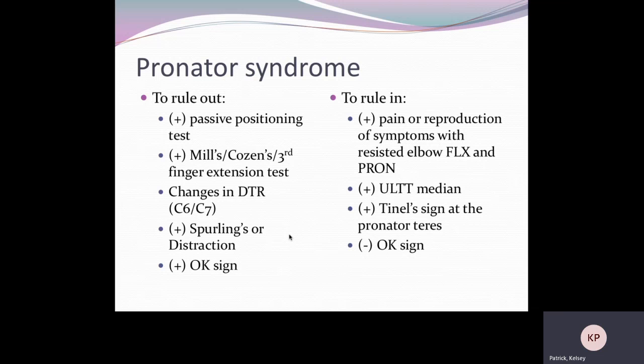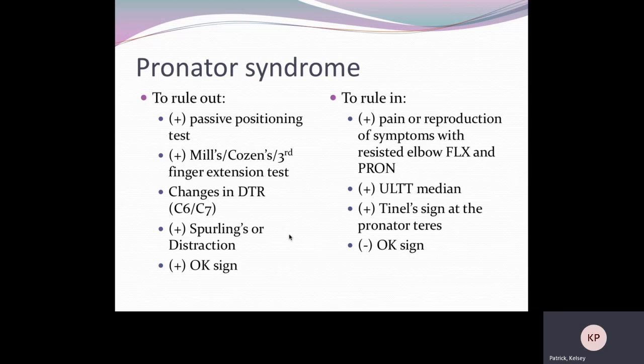To rule out pronator syndrome, a positive passive positioning test would be indicative of medial epicondylitis. A positive Mills, Cozen's, or third finger extension test would be indicative of lateral epicondylitis. Changes in DTR and/or positive Sperling's or distraction would be more indicative of cervical spine referral. And a positive OK sign would be more indicative of anterior interosseous nerve syndrome.